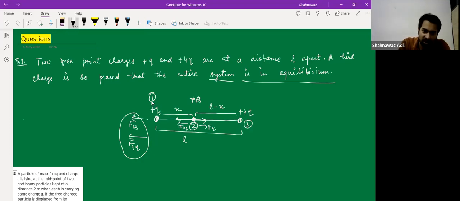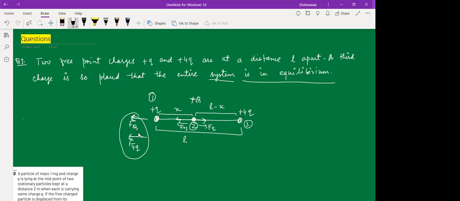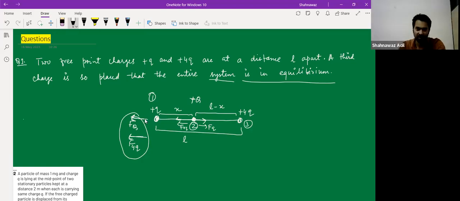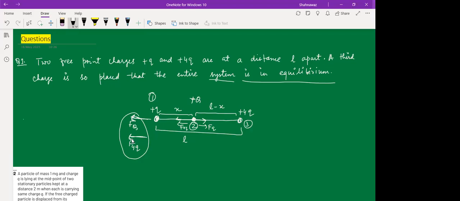But at this position, the force due to this Q will be repelling to this side, and this 4Q also will repel to this side. So this can't be in equilibrium, right? Because the positive Q will repel in this direction, and this plus 4Q will also repel in this direction. So this will not be in equilibrium.